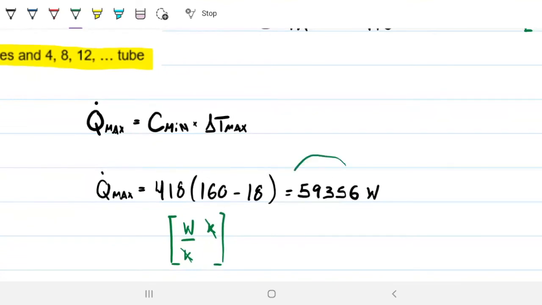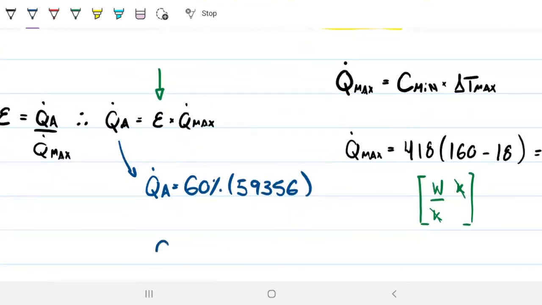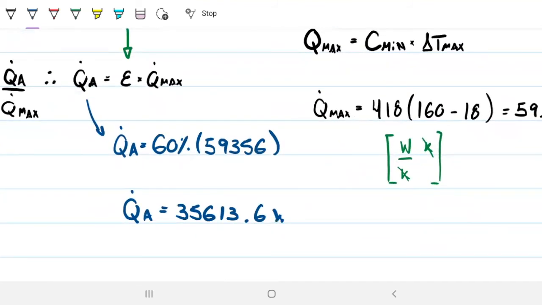You already know what's coming, right? What do you think 60% of this is? Well, 60% of this is the 35 that I just wrote down. So if I want to find my actual, I just need to take 60% of my maximum, which is the 59,356, and now I can go back to the value I gave you guys before, the 35,613.6. There are no units on the effectiveness, it's a ratio, so we'll just keep the units of what we had before. And now we can say it's 35.6 kilowatts.